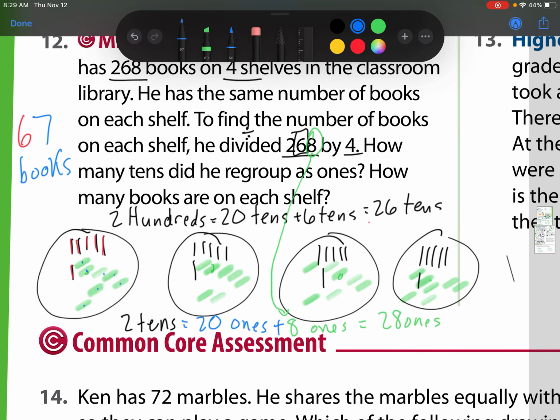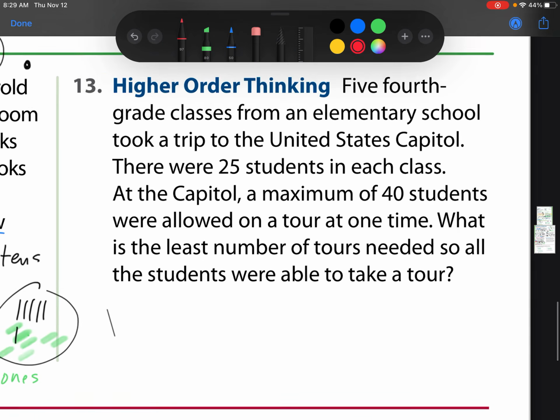Now remember, that's not our only answer, because it also wanted to know what? And I'll change that so it's also blue like the rest. It also wanted to know how many 10s did we regroup? Well, we regrouped 2 10s, which is what we have right here. I'm sorry, not 2 10s. We regrouped 2 hundreds as 20 10s. Man, we tried to fit a lot in there. Hopefully you guys got that all.